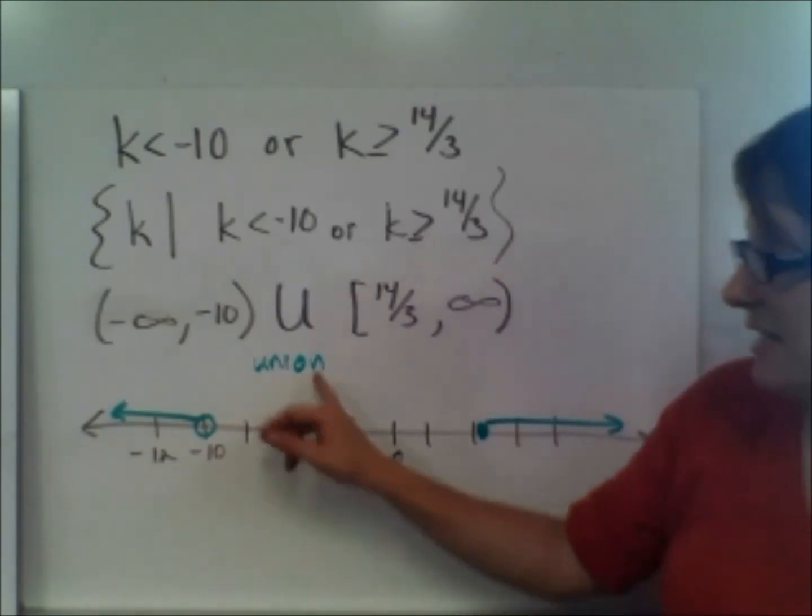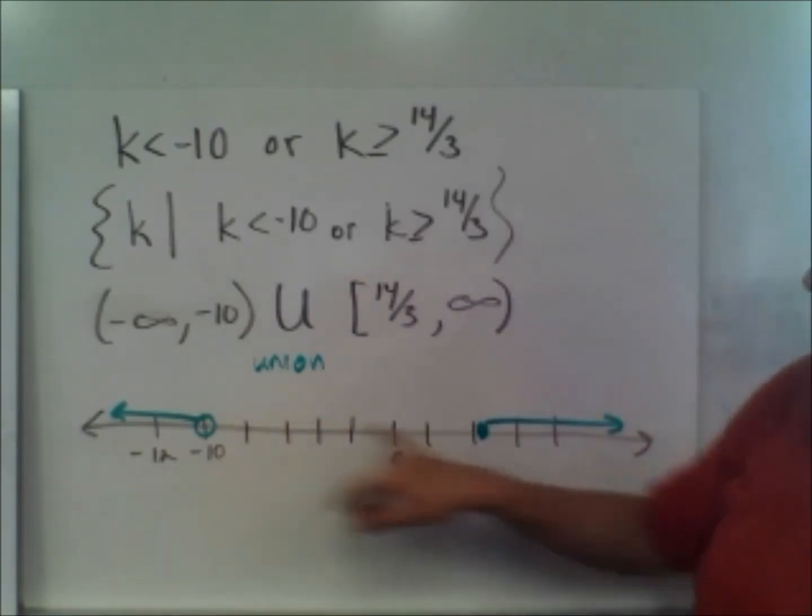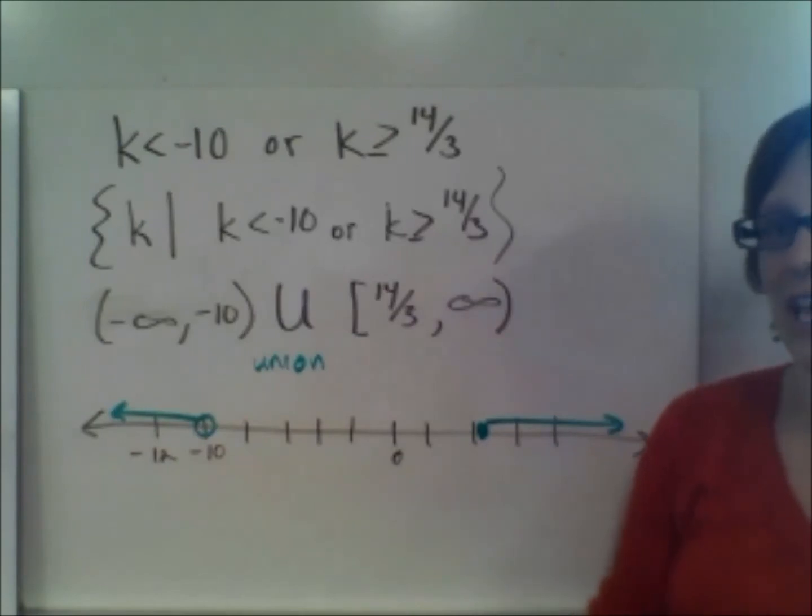And when I graph it, it's the union, so I just show both graphs separately, and both graphs together is my answer.